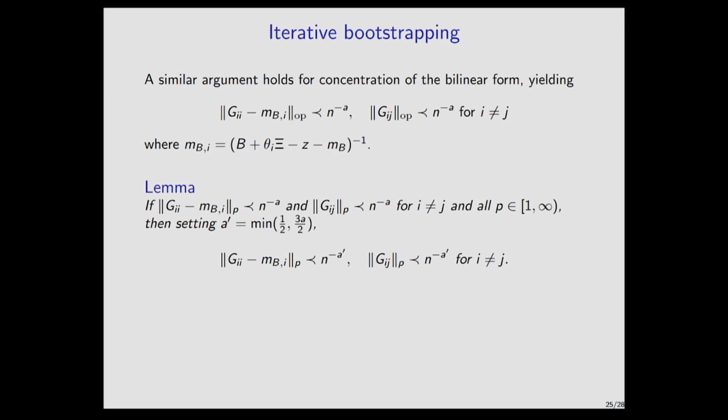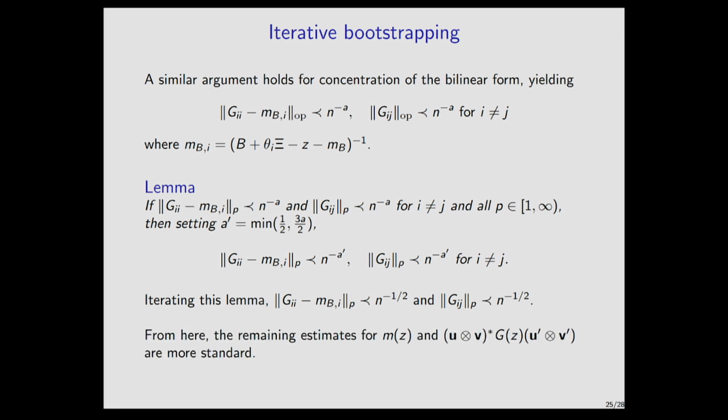Then, in fact, we can bootstrap this to show that these errors hold on the scale of the minimum between 1/2 and 3a over 2. Okay, and I'll explain this in a second. But if we have this result, then we can just iterate this result on itself a few times, and eventually we'll hit the optimal error 1/2. So we'll get this error 1/2. And then from here, once we get these errors of 1/2, I think the rest of the analysis for the Stieltjes transform and the linear forms are more standard, so I'm not going to talk about those.